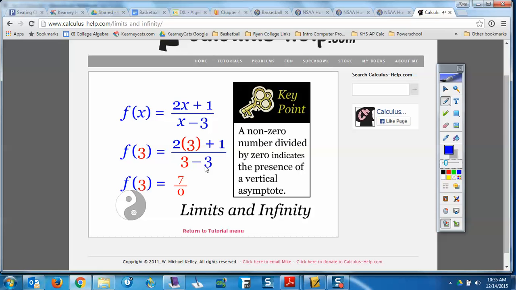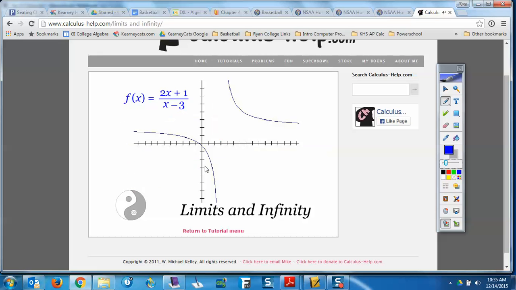In fact, whenever you substitute a number into a function and get a non-zero number divided by 0, it indicates the presence of a vertical asymptote. And this holds true for this function. Let's take a look at the graph of f at x equals 3. Now remember, an asymptote is a line which a function cannot reach. Here we have an asymptote at x equals 3, because when we plugged 3 into f, we got a constant divided by 0.